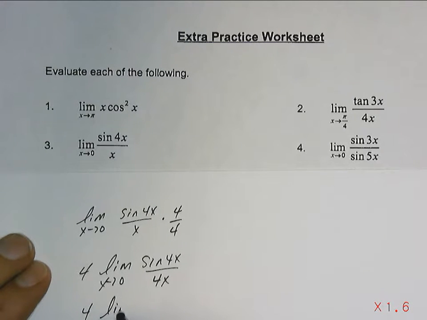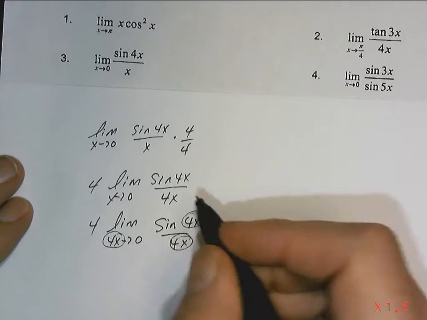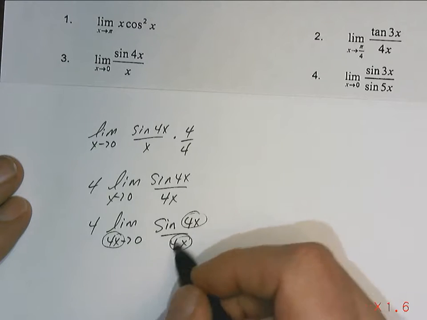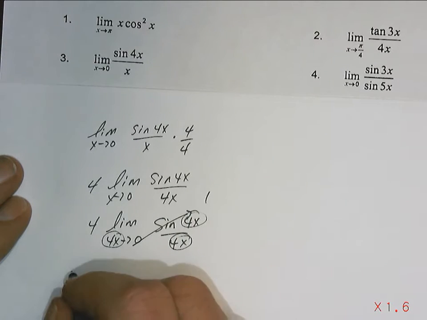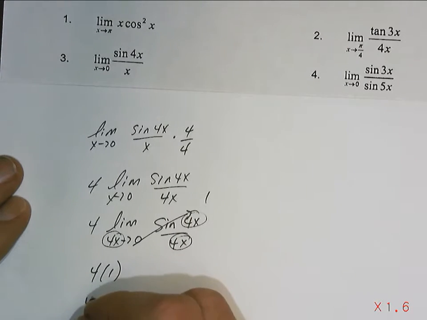And again, there's a theorem for this, but I'm not much of a memory guy. I see the pattern here. All of these are the same. So the limit as 4x approaches 0 of sine 4x over 4x is 1. So the answer is going to be 4 times 1, which is 4.